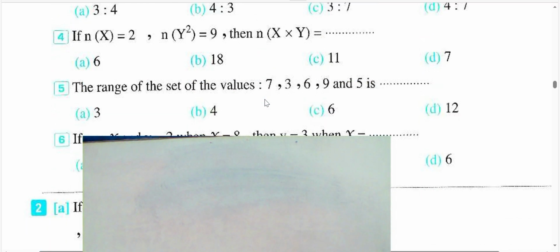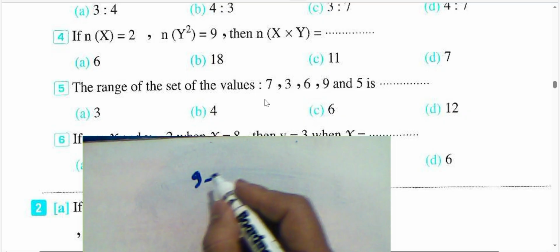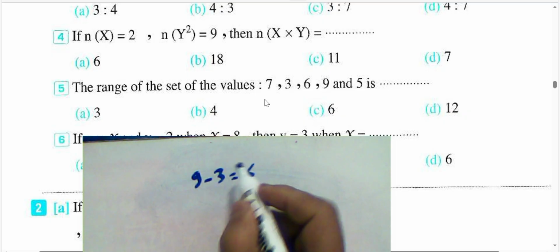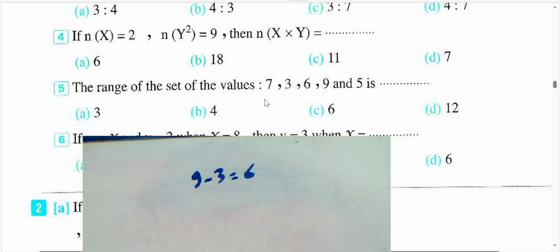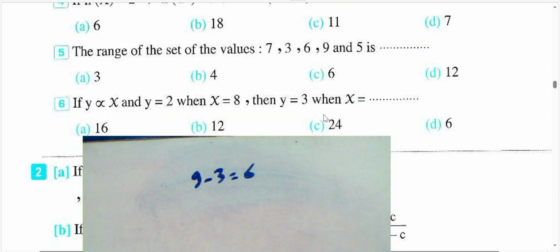The range of the set of values 7, 3, 6, 9, 5 is? The range equals the difference between the greatest number and the smallest, or maximum minus minimum. The maximum here is 9 minus the minimum 3. 9 minus 3 equals 6. Choose letter C. Okay, 9 minus 3. Next question.